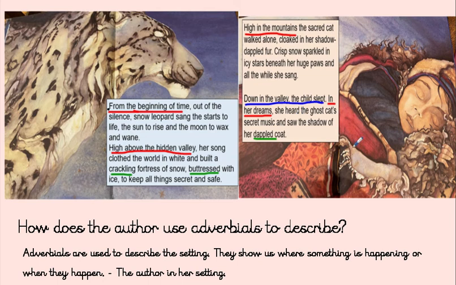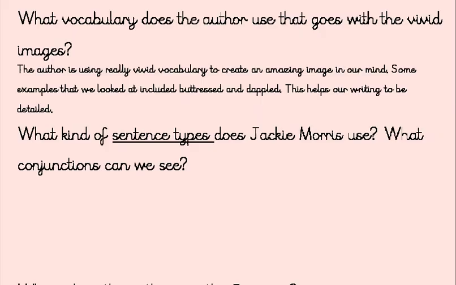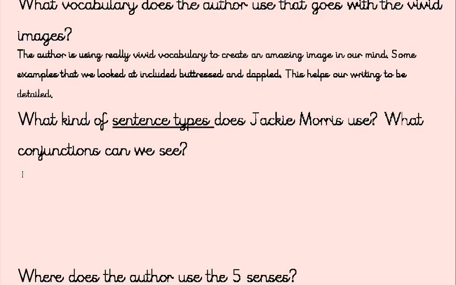And then the other sentences in this are, crisp snow sparkled in icy stars beneath her huge paws, and all the while she sang. And so Jackie Morris uses simple sentences.